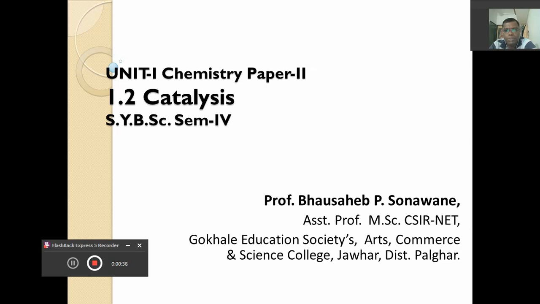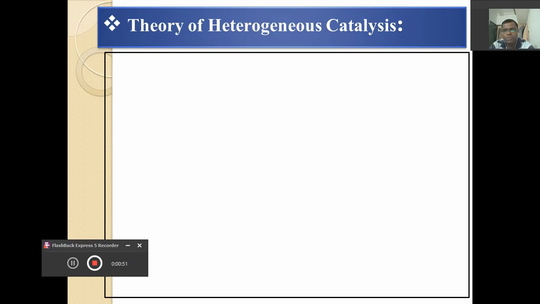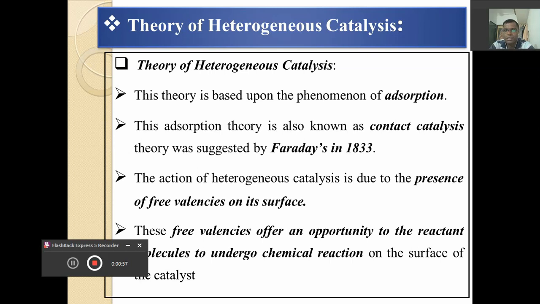After the study of types of catalysis, we also discussed the theory of catalysis. Particularly, we discussed the theory of homogeneous catalysis. Dear friends, today in this part of the video, we are going to study the theory of heterogeneous catalysis: how heterogeneous catalysis takes place and leads to an increase in the rate of reaction. That we are going to discuss today.